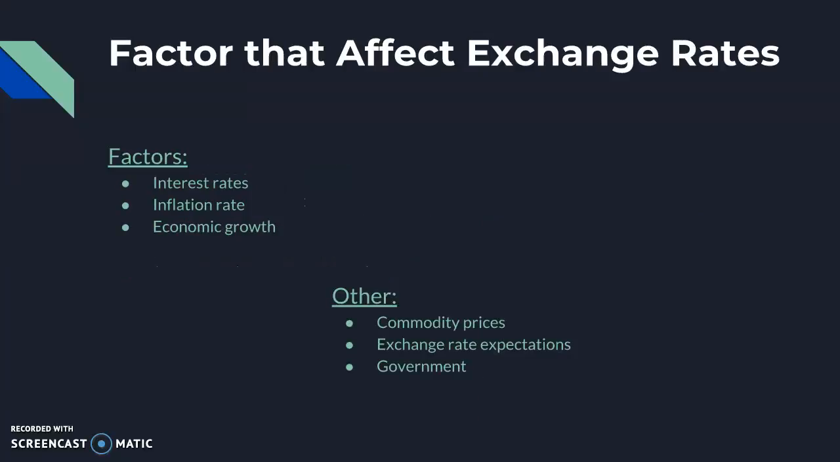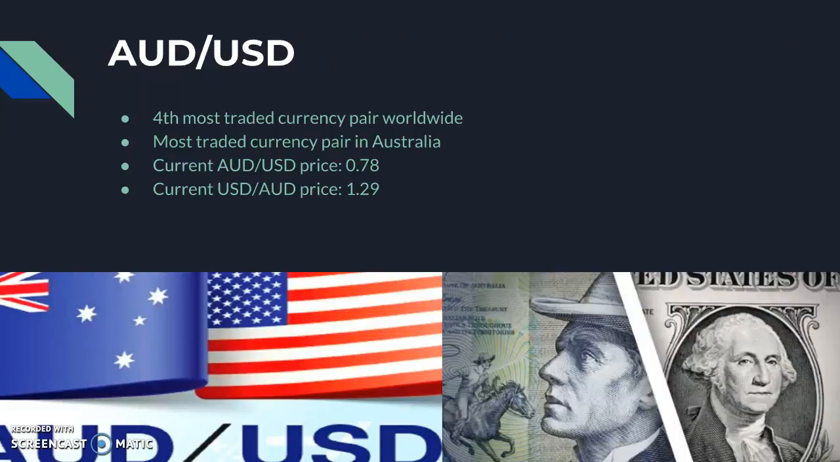There are a number of explanations of the determinants of the foreign exchange value of a currency, including relative inflation rates, relative growth rates, and relative interest rates. Along with these factors, other factors which also affect the exchange rate are commodity prices, exchange rate expectations, and official intervention. We will be specifically discussing these today in relation to the Australian dollar US dollar currency pair.